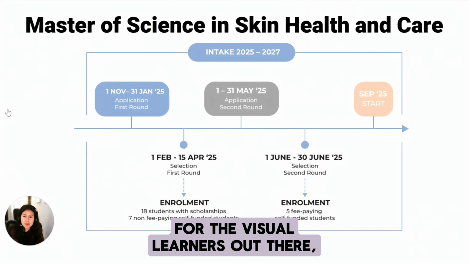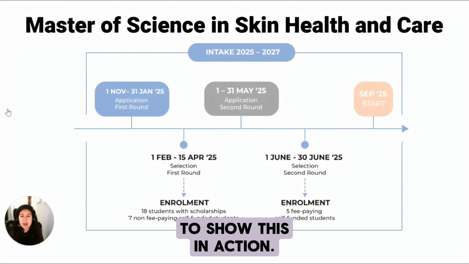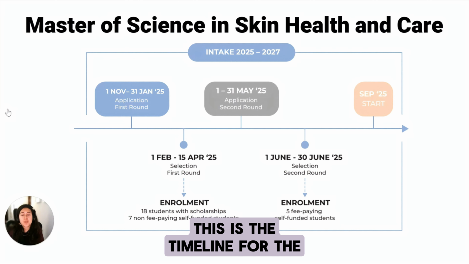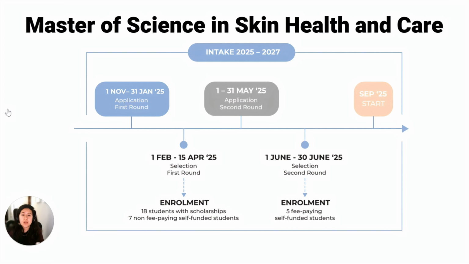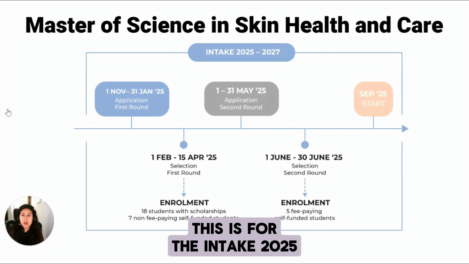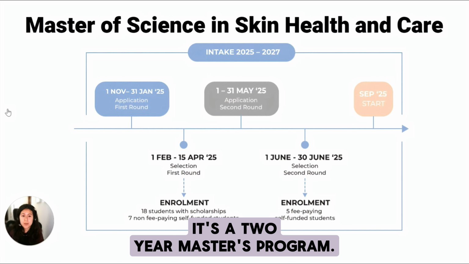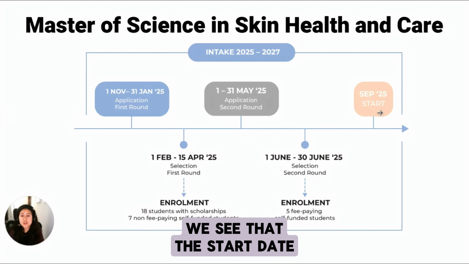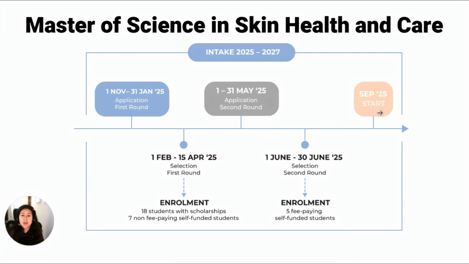For the visual learners out there, I have found a great timeline to show this in action. This is the timeline for the Master of Science in Skin Health and Care. This is for the intake 2025 to 2027. It's a 2-year master's program. We see that the start date is September 2025.